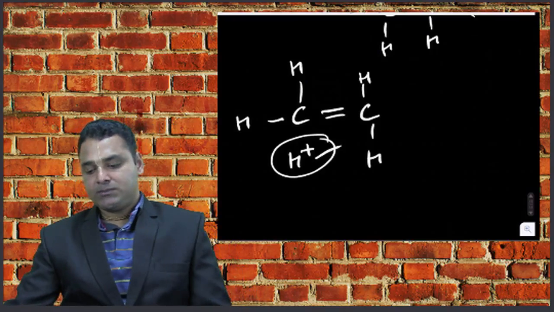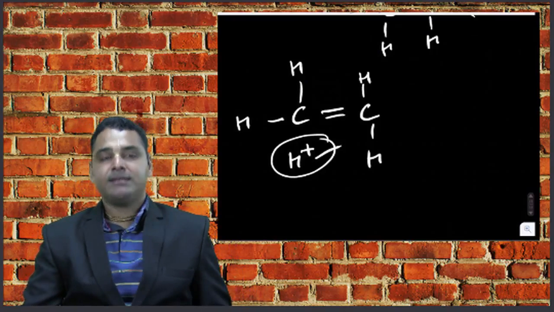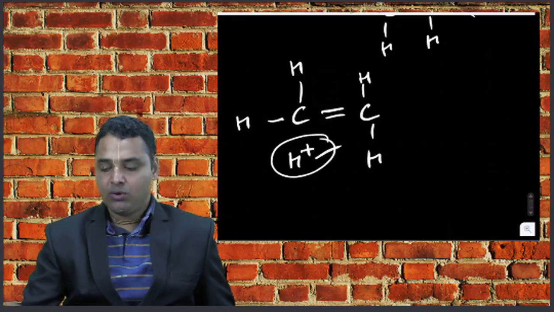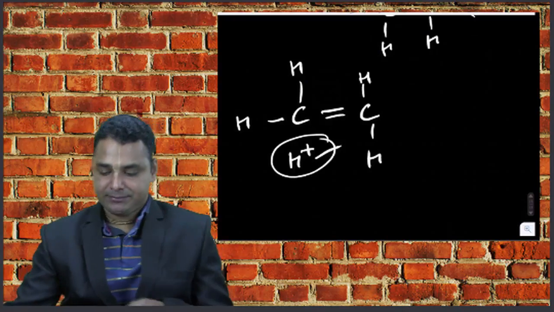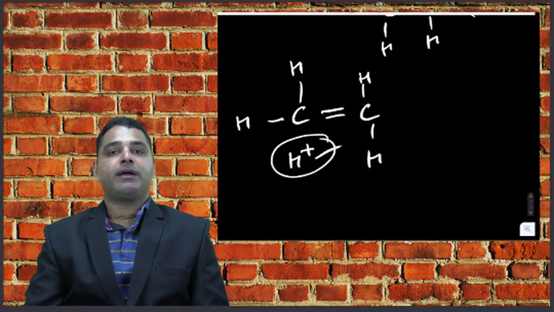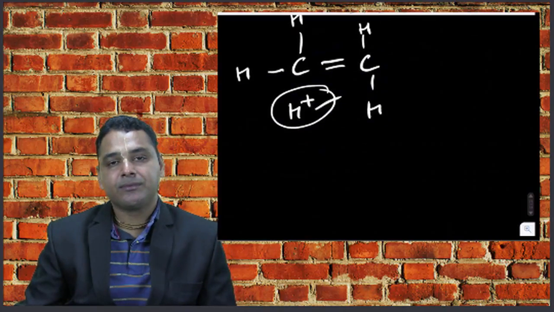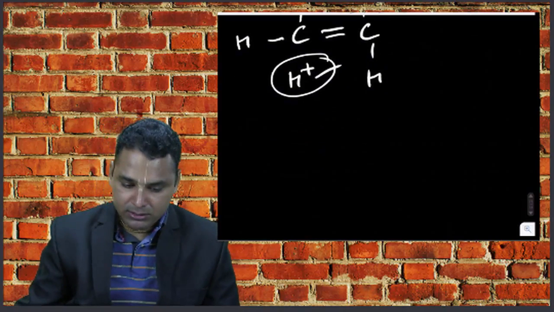This position, this position, and this position. Now it is getting shifted. So we have seen that this delocalization is happening to stabilize the carbocation. Okay, so I hope this hyperconjugation is clear to you. Now we will move further.